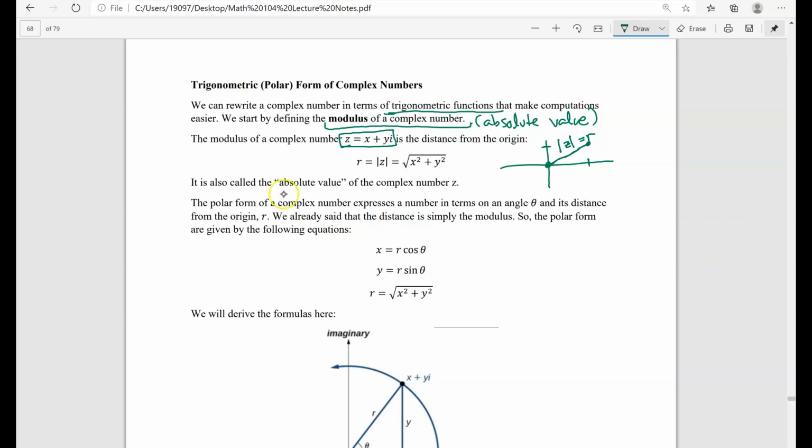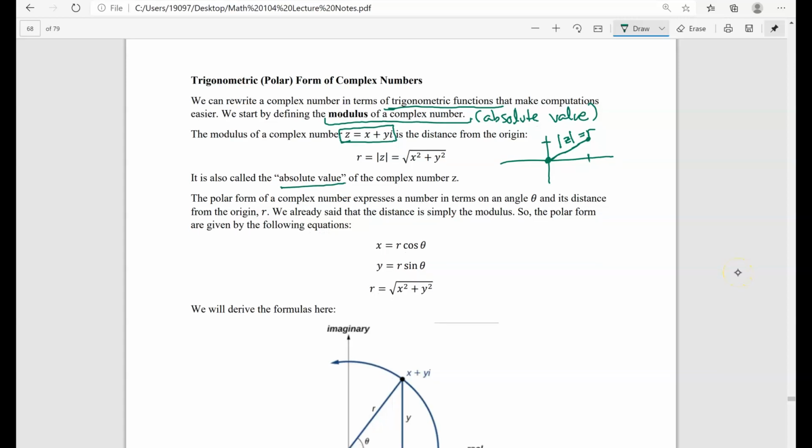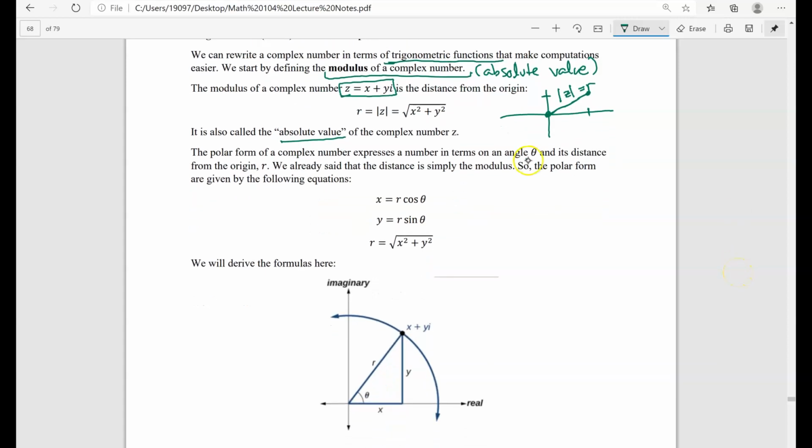Okay, and I write it here. It's also called the absolute value. Another way that we can talk about it is in terms of the angle theta. Theta is basically the rotation from the x-axis to the modulus itself. So this angle theta is what we're going to call the angle.